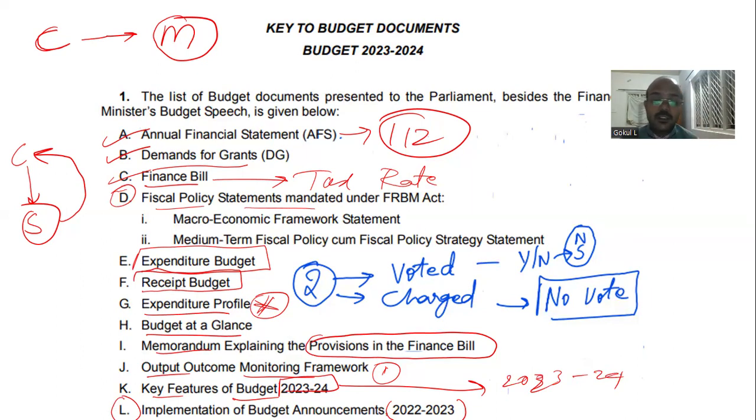And last but not the least, I would like to explain one important topic. As you can see on the screen in blue letters, this is with respect to demand for grants. What does it tell? It tells that there are two types of demand for grants, that is voted and charged. Voted and charged means, see, what is demand for grants?